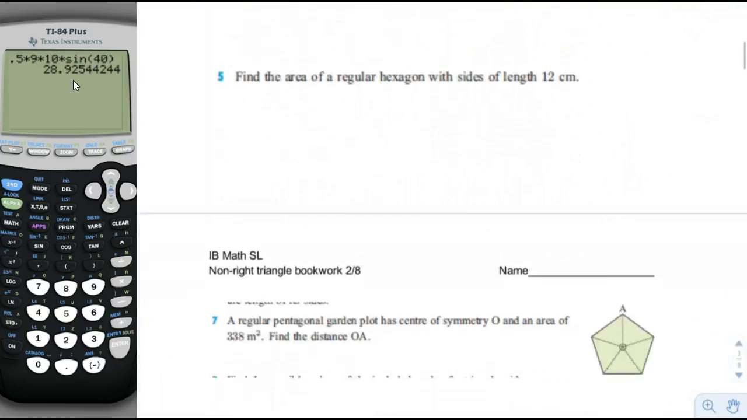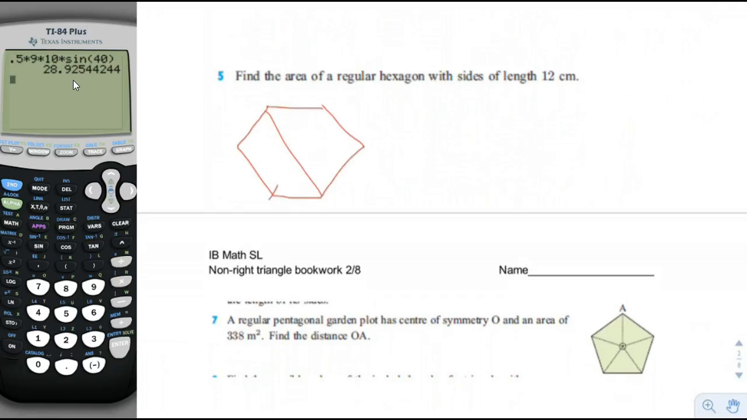Find the area of a regular hexagon with sides of length 12. So a regular hexagon looks kind of like that, and you can even divide it up into triangles, which probably you need to do for this problem. Each side is 12 centimeters. So what is the area of the whole thing? Well, one thing we could do is calculate the area of one of these triangles, and then we just multiply it times 6.